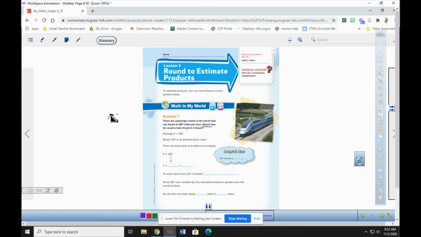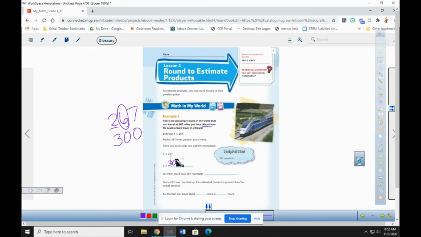To round 267 to the 100th, we're looking at the 6. The 6 tells me that I need to round up. So instead of a 2, I'm going to have a 3. Everything else is going to be a 0. So 267 rounded is 300.